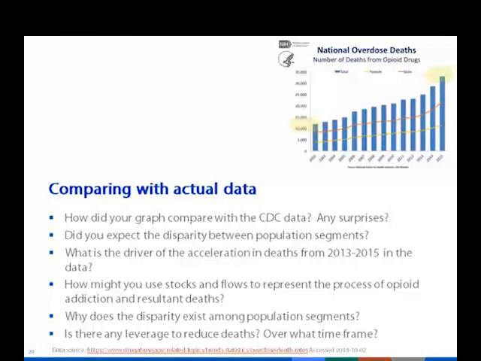Several questions emerged from comparing your graph against the data, and I've listed some that might be interesting to pursue. A critical question here is around the acceleration of deaths from 2013. Why did this happen? Is it an unintended outcome of some policy initiative? And how might we represent the structure leading to opioid addiction and subsequent deaths from overdoses? This is a real problem, a crisis that appears to have been years in the making. Is there leverage to reduce this problem? Over what time frame might we be able to influence change in the behavior of this system?